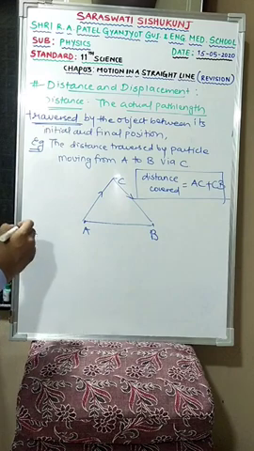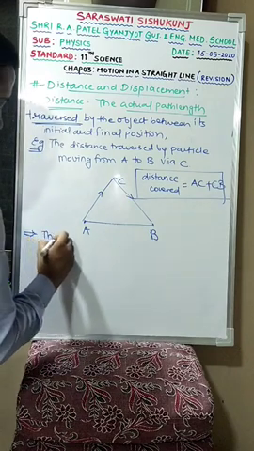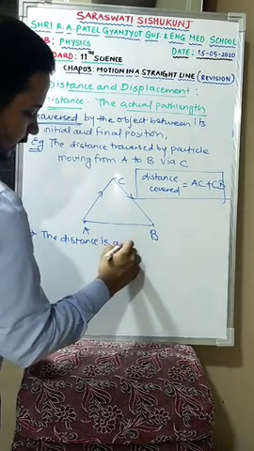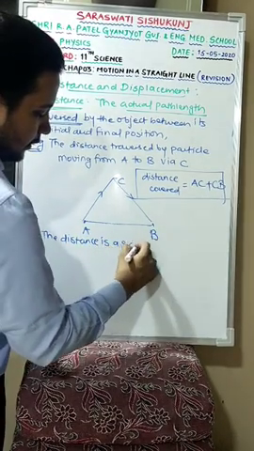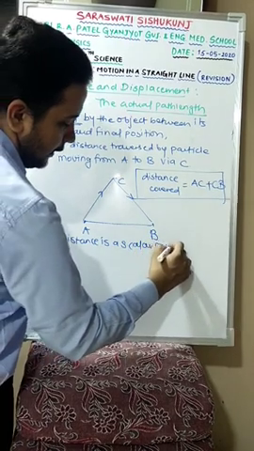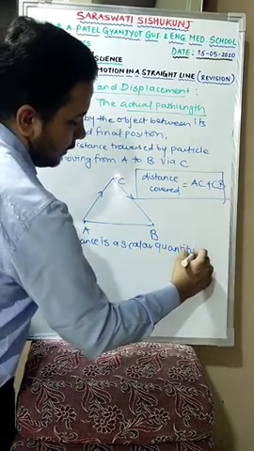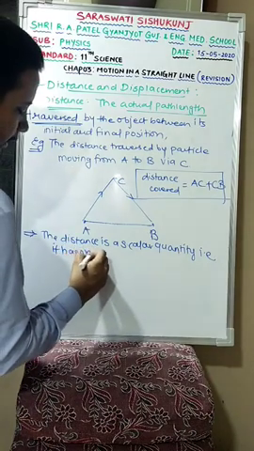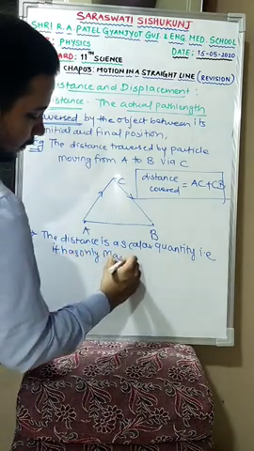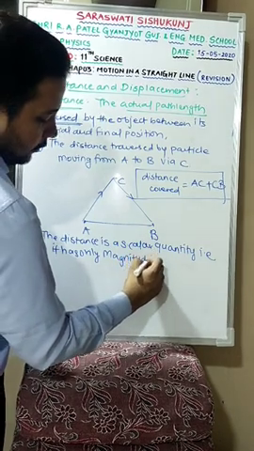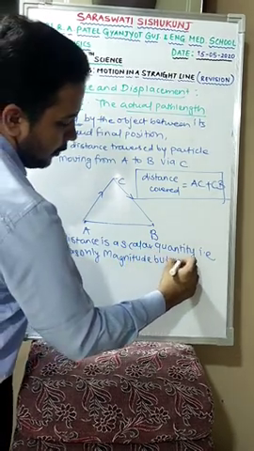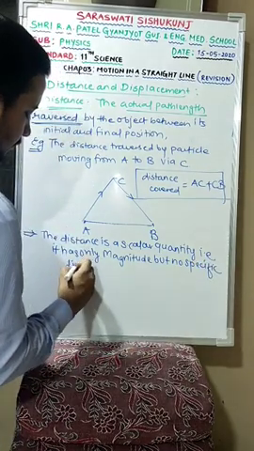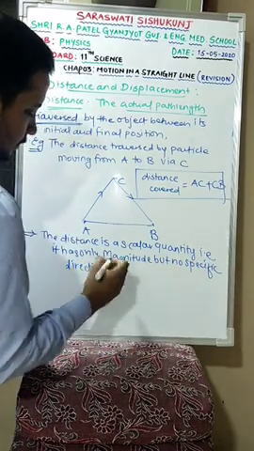You will be able to notice one thing over here. The distance is a scalar quantity. That is, it has only magnitude but no specific direction. Is this clear?